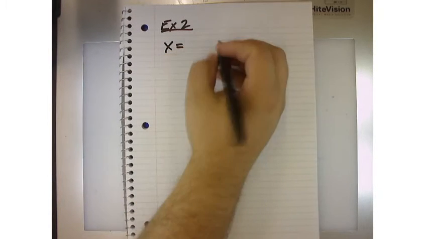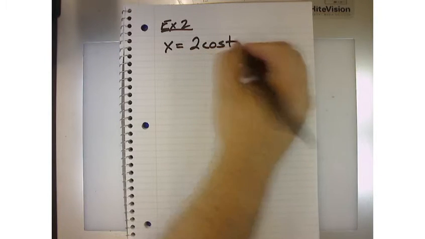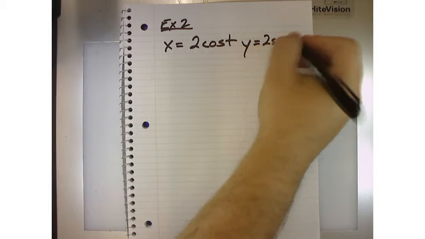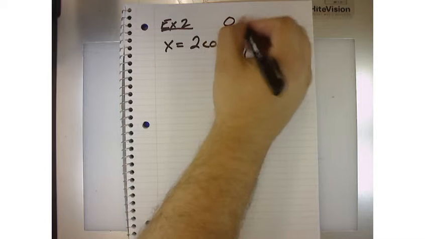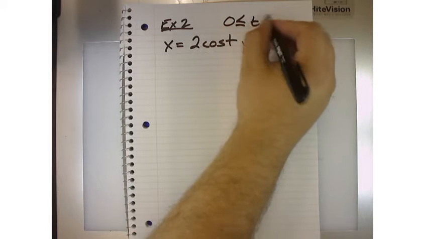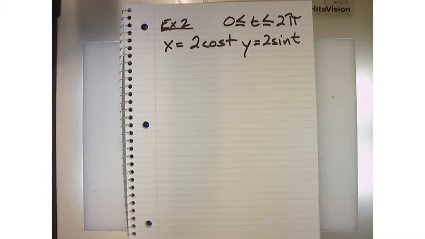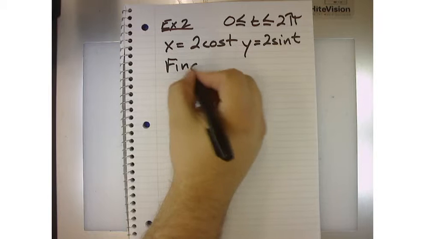Example number 2, x is equal to 2 cosine of t and y equals 2 sine of t. This changes a little bit. Again we say 0 is less than or equal to t is less than or equal to 2 pi, and I want to find the Cartesian equation.